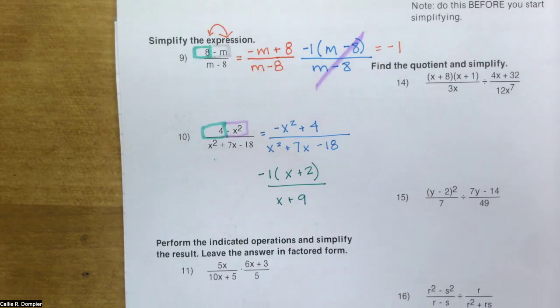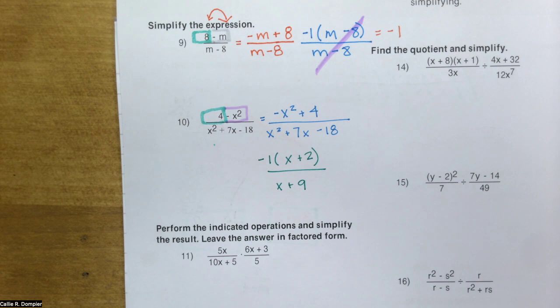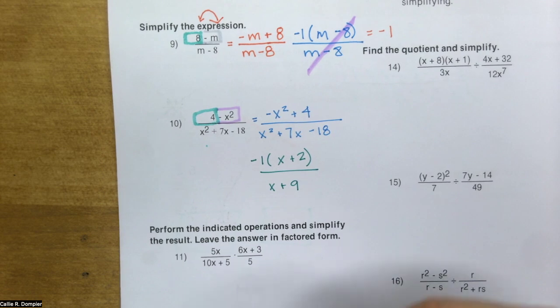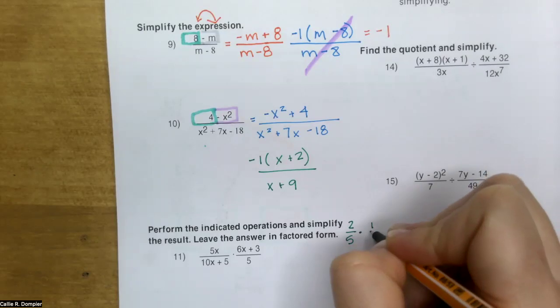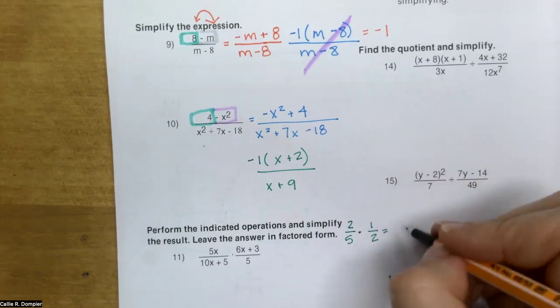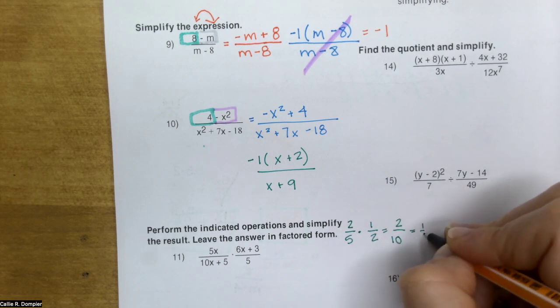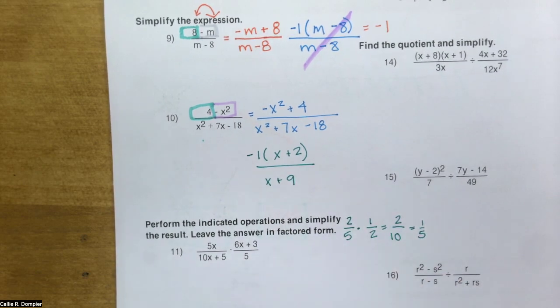Okay, after number 10, we're going to move on to multiplying operations. They're asking you to perform the indicated operation and then simplify the result, leaving the answer in factored form. Remember with fractions, when multiplying, you just multiply straight across. If I had 2/5 times 1/2, 2 times 1 is 2, 5 times 2 is 10. That's just 2/10, which simplifies to 1/5. So you're just multiplying straight across.